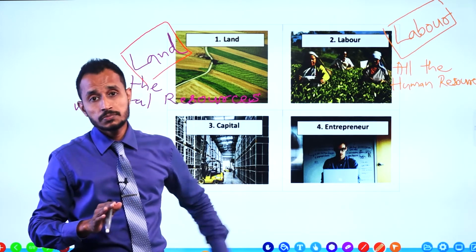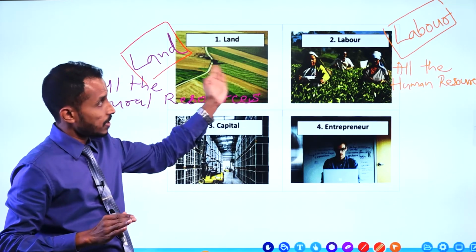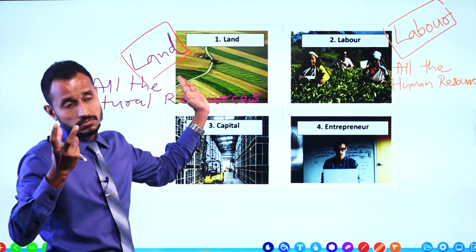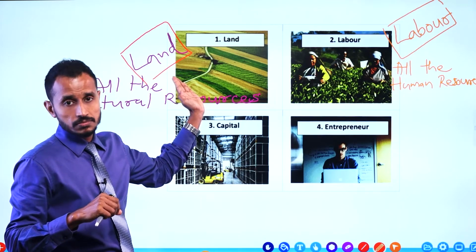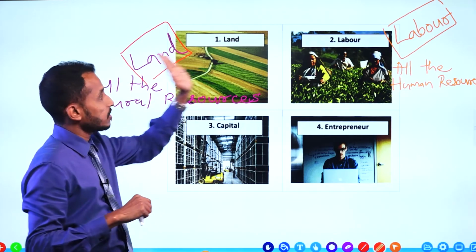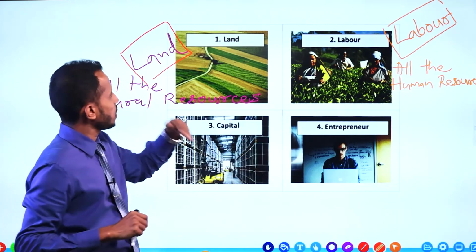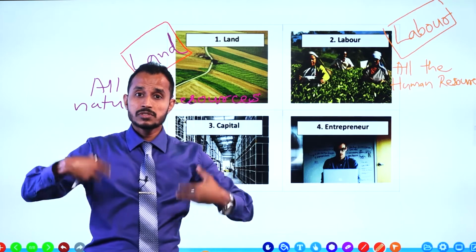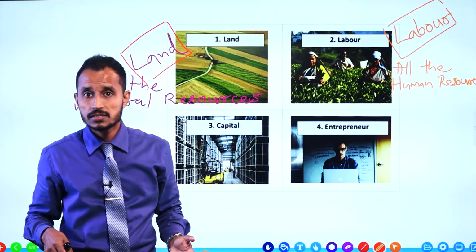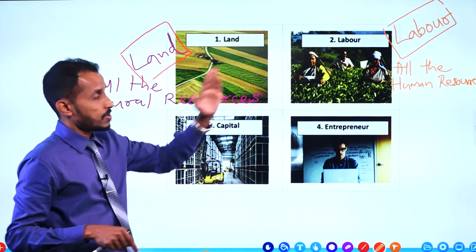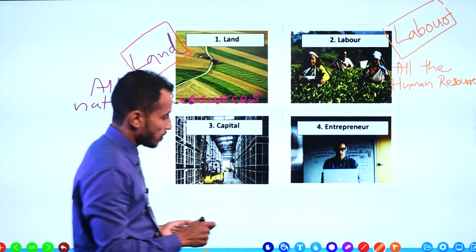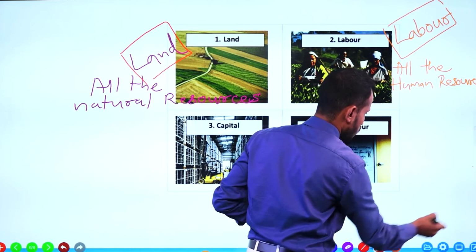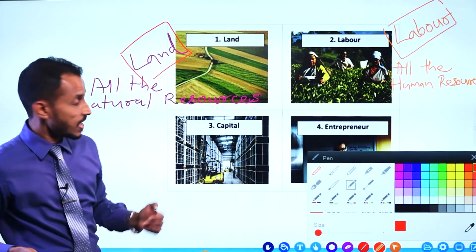Children, what are we talking about? What are these things? Resources which are used in production. All the resources are divided into 4 factors. Land means natural resources. Labor means human resources, the laborers, employees. Capital. What resources are these? Capital.